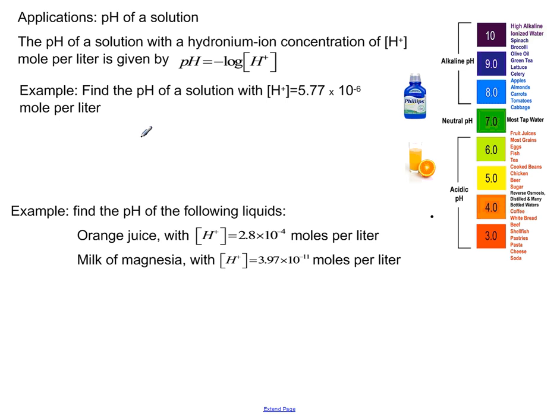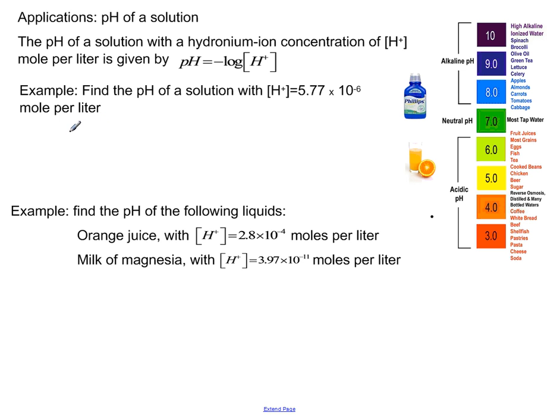And here's one. This is called a solution that contains the hydronium ion. A hydronium ion is a positive hydrogen ion that doesn't have an electron. And so we say the concentration of these, this is a kind of pH, is given as the negative logarithm of that hydrogen ion concentration in moles per liter. So, for example, let's say we're told to find the pH of a solution with a hydronium ion concentration of 5.77 times 10 to the negative 6 moles per liter. What do we do? Well, we'll work it out.